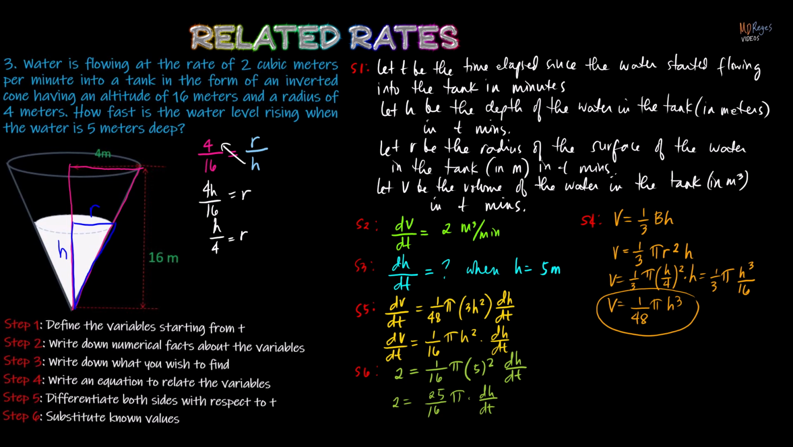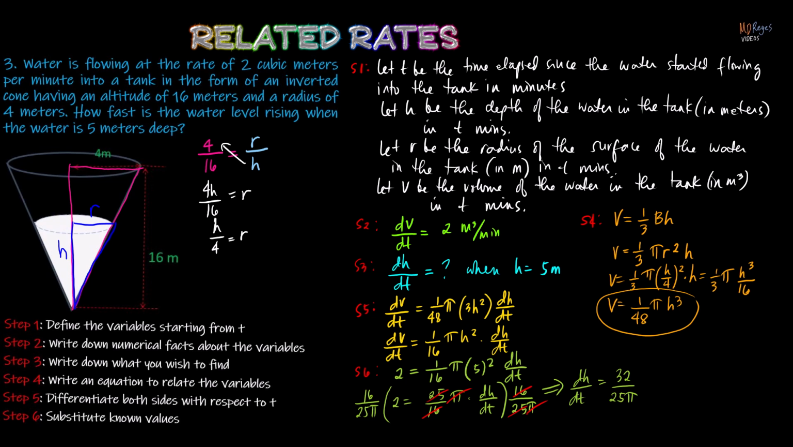To isolate the dh over dt on the right side, just multiply both sides of the equation by 16 over 25 pi, so that we'll be able to cancel this. 16 divided by 16 is 1. 25 divided by 25 is 1. Pi over pi is 1. So from there, we'll have our answer. dh over dt equals 16 times 2 is 32 over 25 pi. We can't do anything about our values anymore because it's already simplified.